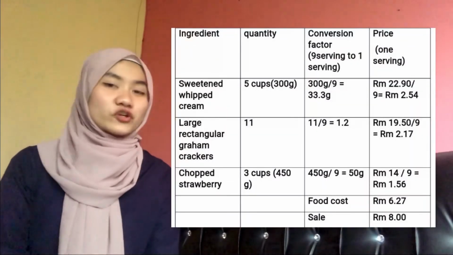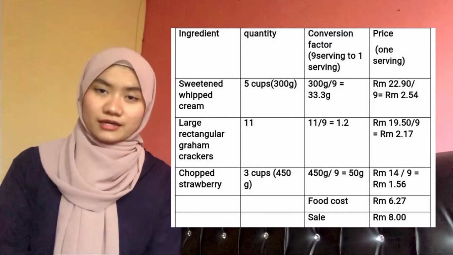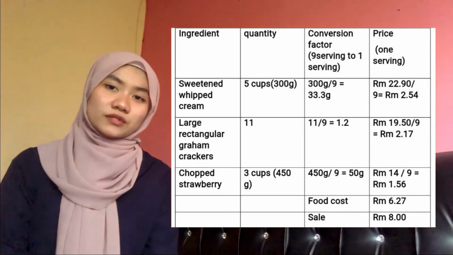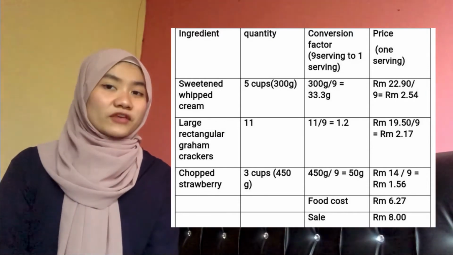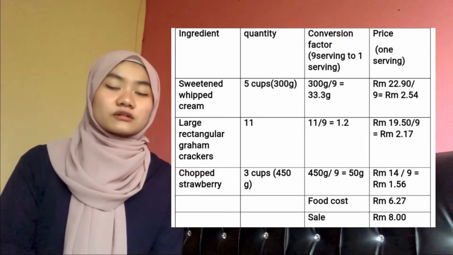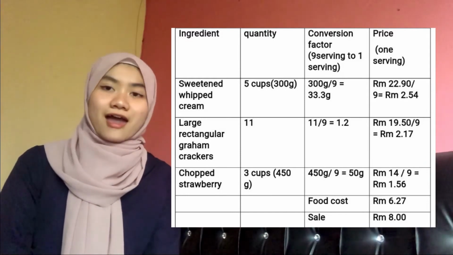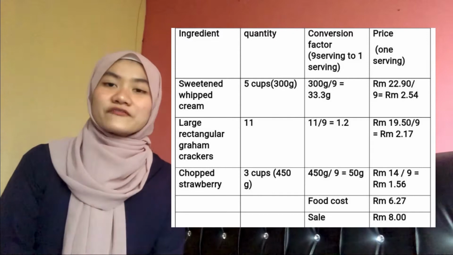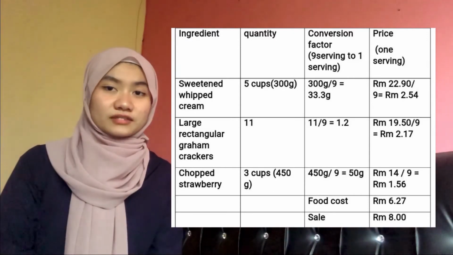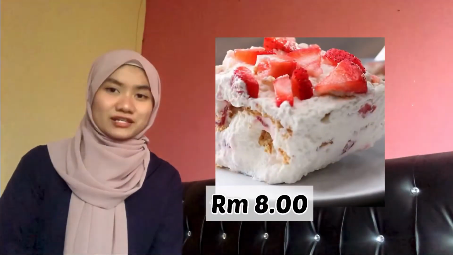Second, we have strawberry iceberg cake. The standard order of strawberry iceberg cake for 9 servings is a plate containing 5 cups of sweetened whipped cream, which is the same as 300 gram. We also put 11 large rectangular graham crackers and 3 cups of chopped strawberry, approximately 450 gram. After having the conversion factor, we got the total food cost as 6 ringgit and 37 cents. Thus, we decide to sell 1 piece of strawberry iceberg cake for 8 ringgit per piece.